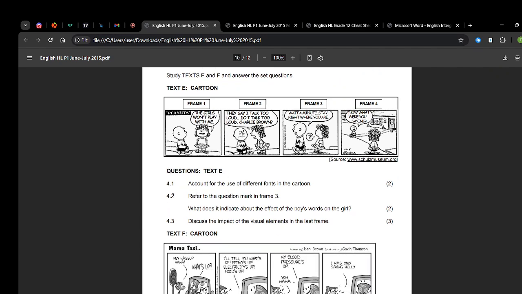If we go to the next question, 4.2, it says, refer to the question mark in frame 3. So if we look at this question mark here in frame 3, what does it indicate about the effect of the boy's words on the girl? So, does anybody want to answer that? Or actually, just think about your answer, guys.